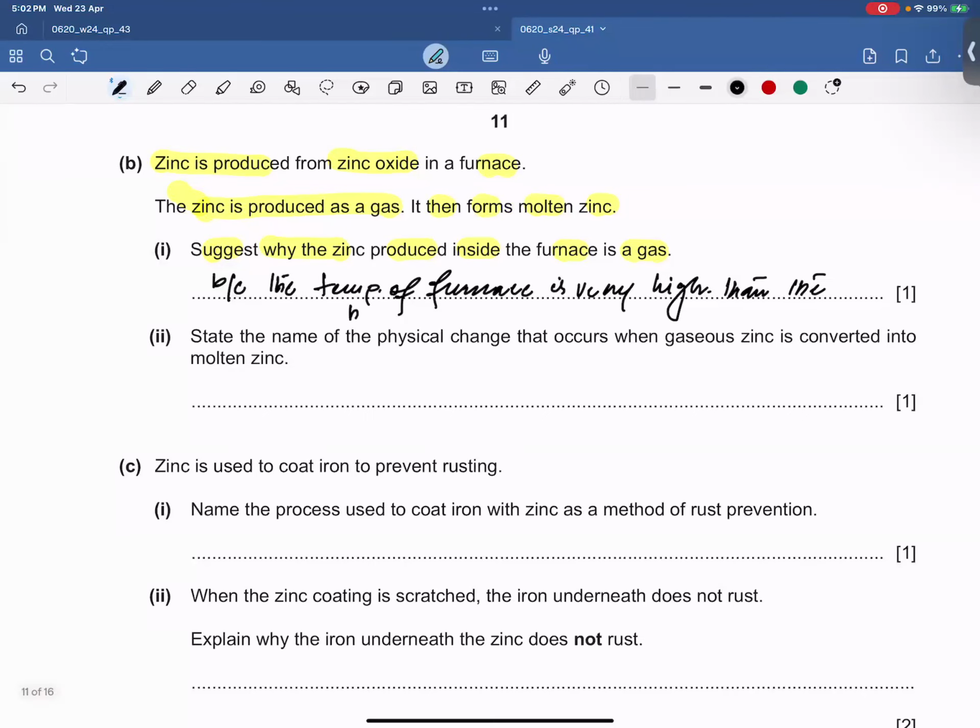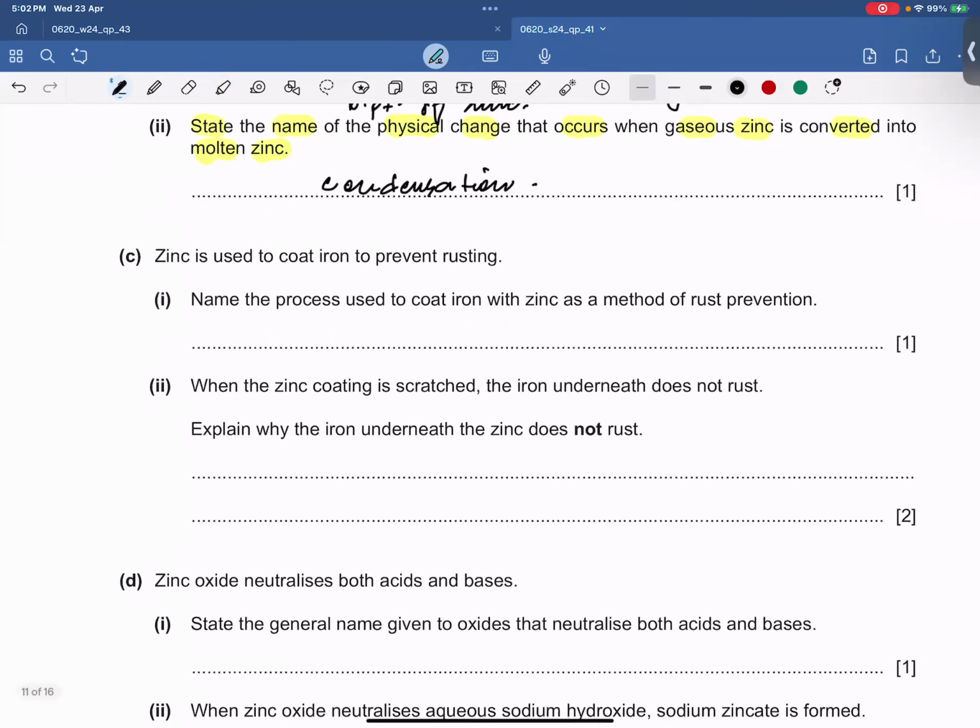Then the boiling point of zinc. State the name of the physical change that occurs when gaseous zinc is converted into molten zinc. The gas to liquid, that's condensation. All right. Zinc is used to coat iron to prevent rusting. Name the process used to coat iron with zinc. That's called galvanization.